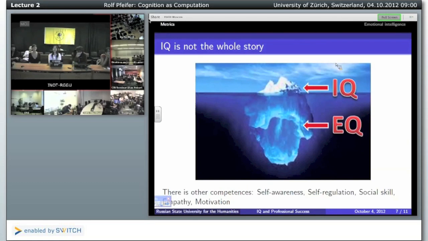IQ is not the whole story. There are other competences: self-awareness, self-regulation, social skill, empathy, motivation. These things are named emotional intelligence.